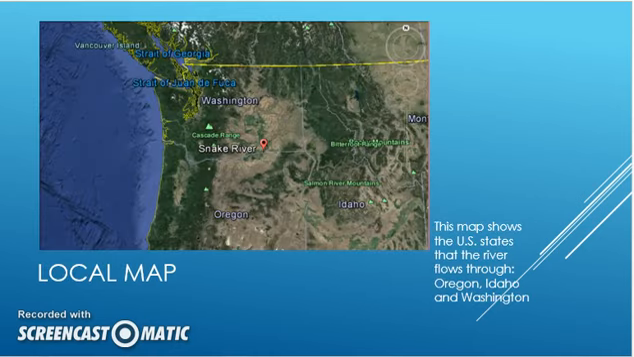This is the local map. And this map shows the US states that the river flows through, which are Oregon, Idaho, and Washington. So you can see them there. You can see Washington, Oregon, and Idaho.